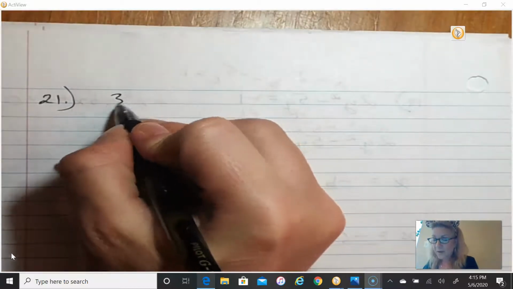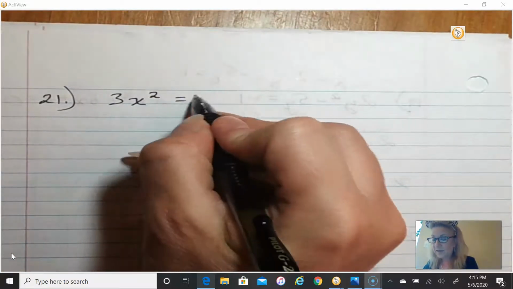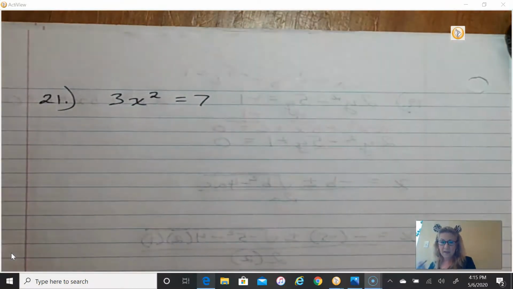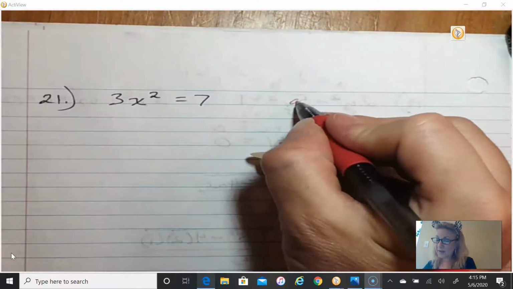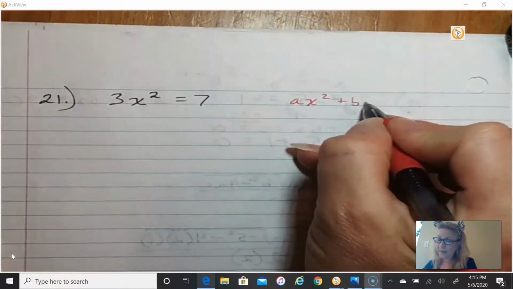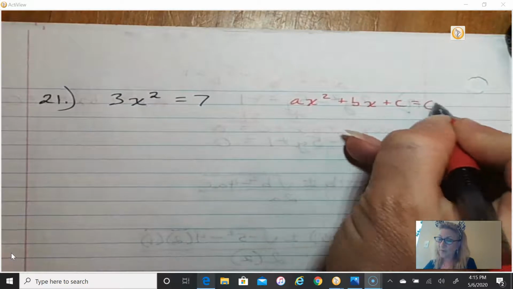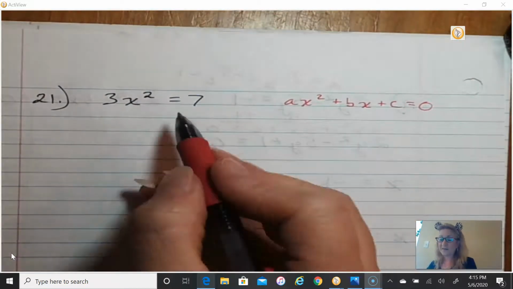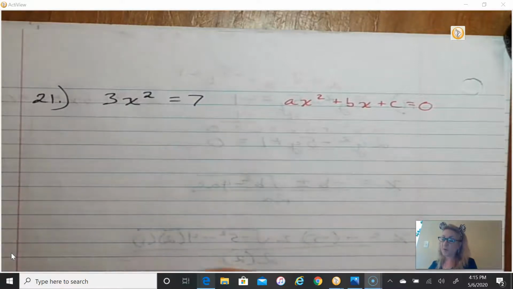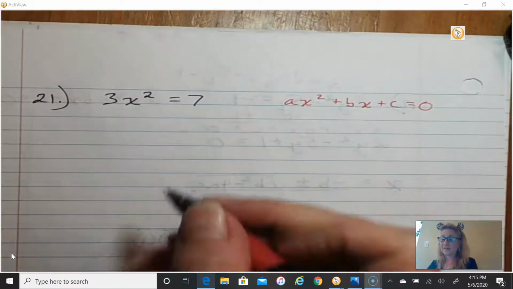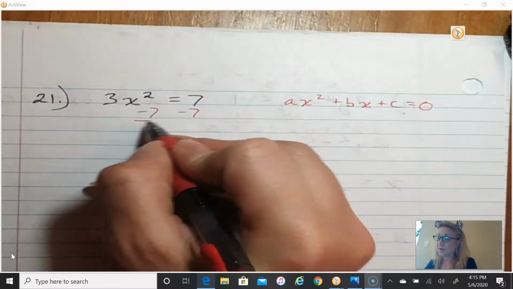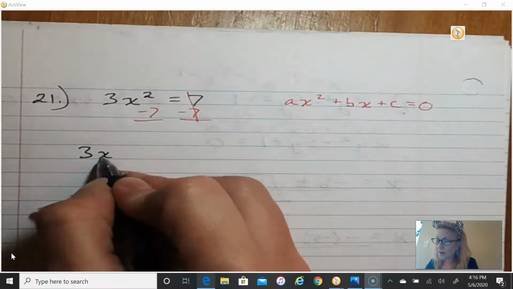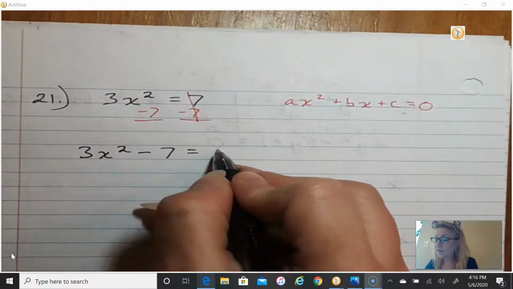Okay, 3x squared equals 7. All right, this is your last example for this work. Guys, format has to be ax squared plus bx plus c equals 0. All right, first of all, this is not going to work. This is not equal 0 at all. So we need to move that 7 over. That's a positive 7, so we need to subtract 7 on both sides. Those cancel out. We're left with 3x squared minus 7 equals 0.